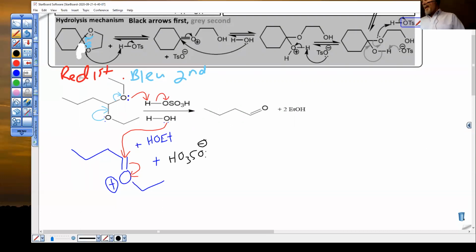In the next step, what does it do? Let's see, water's attacking here. Next step, the toluene sulfonate ion neutralizes the oxonium. Do it in a separate color, that's blue. You're saying this is in the next step. And you will have, I don't know, it's doing stuff I don't want it to. Okay.